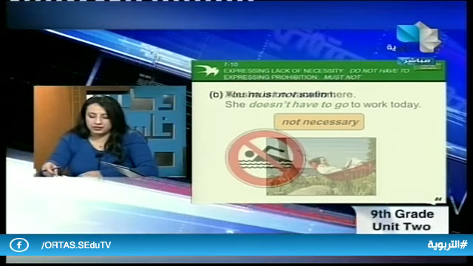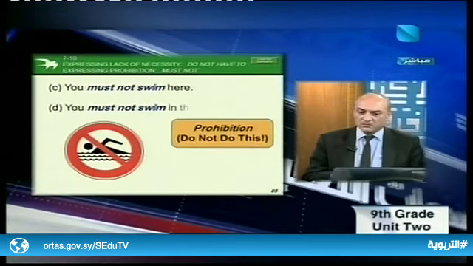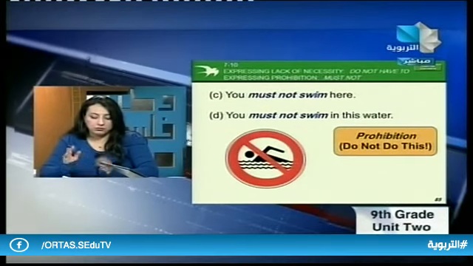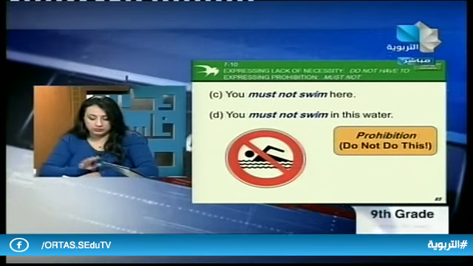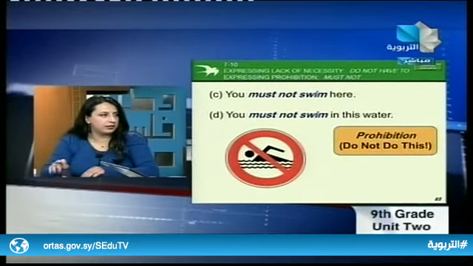Now, what about prohibition? You must not swim here. It's not allowed for anyone to swim in this area, for example, because maybe it is dangerous here to swim. So you mustn't swim here. Prohibition: do not do this. It's forbidden.